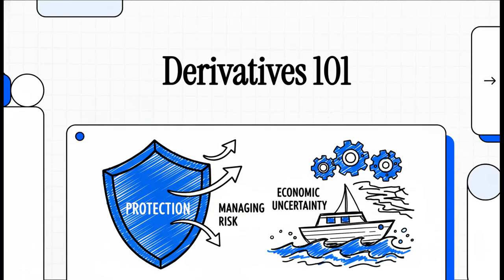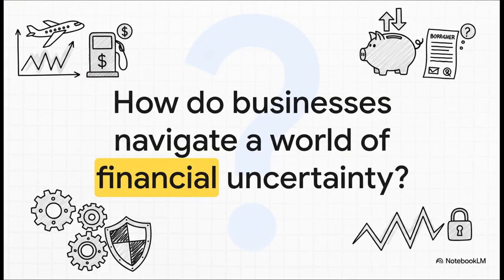Welcome to The Explainer. Today, we're going to break down some really powerful financial instruments, the kind that companies use to navigate the, let's say, choppy waters of economic uncertainty. We're talking about derivatives. I mean, think about it. From an airline dealing with totally unpredictable fuel prices to a borrower facing shifting interest rates, financial risk is a constant challenge for pretty much any company that's trying to plan more than 5 minutes into the future.